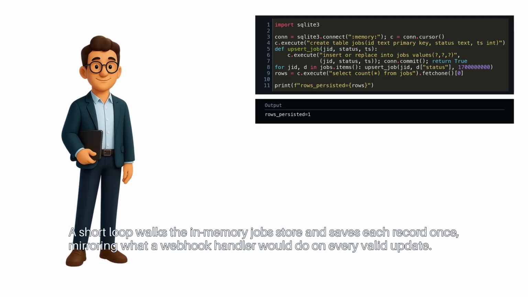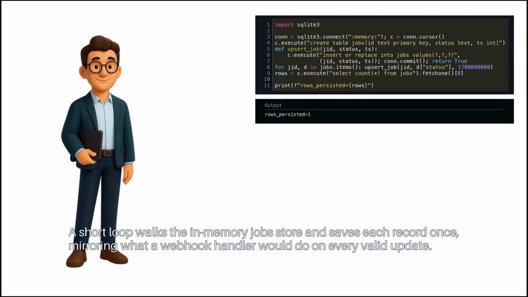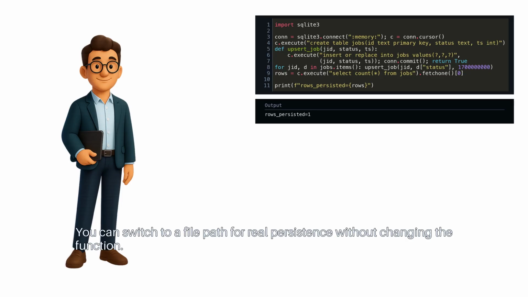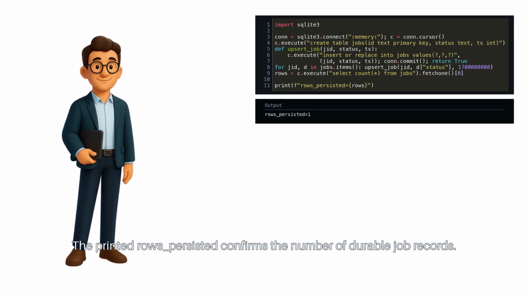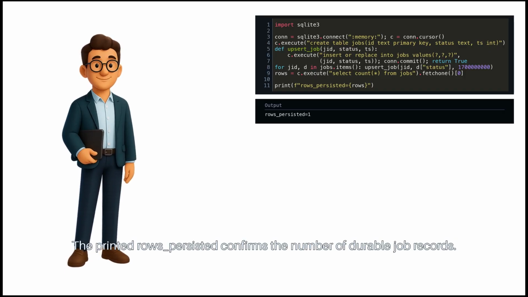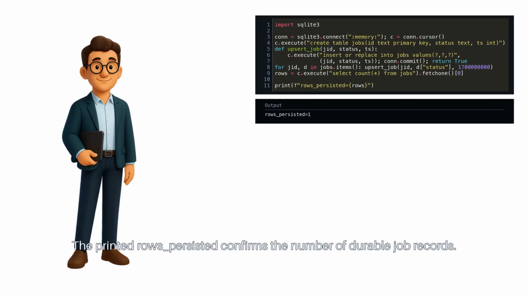A short loop walks the in-memory job store and saves each record once, mirroring what a webhook handler would do on every valid update. You can switch to a file path for real persistence without changing the function. The printed rows persisted confirms the number of durable job records.